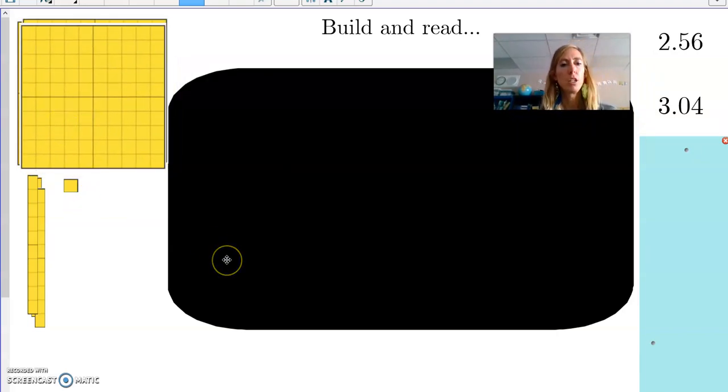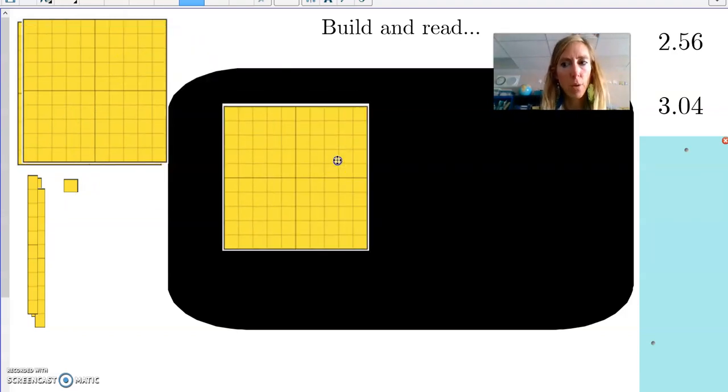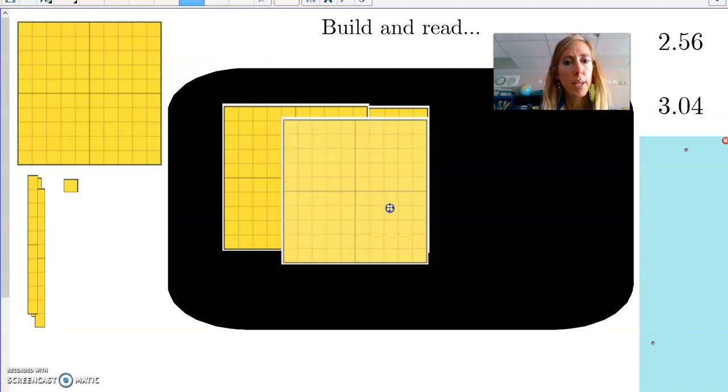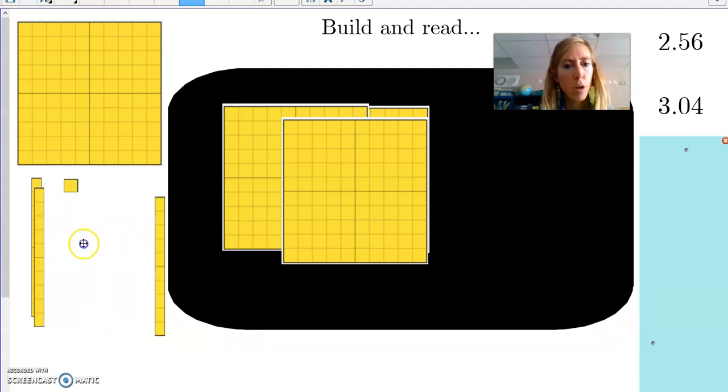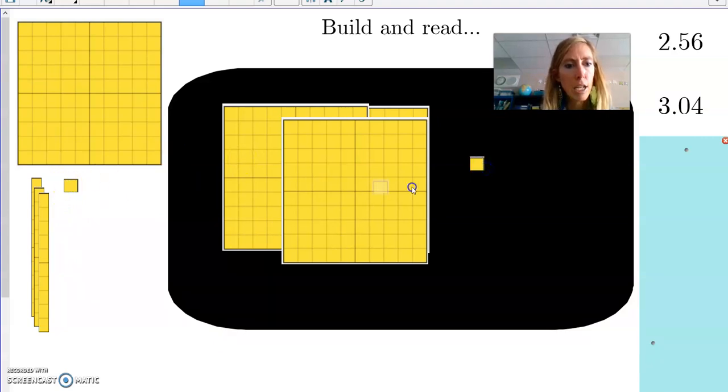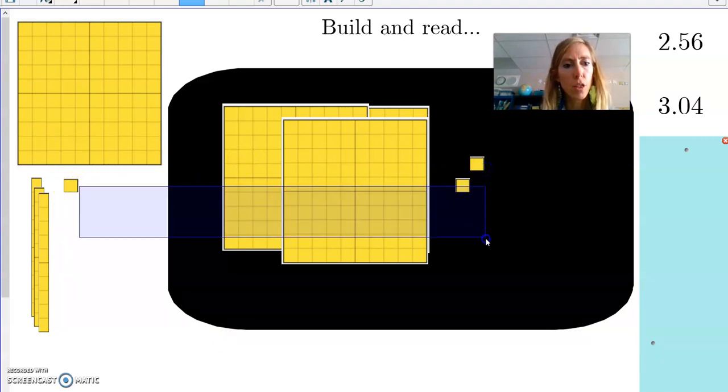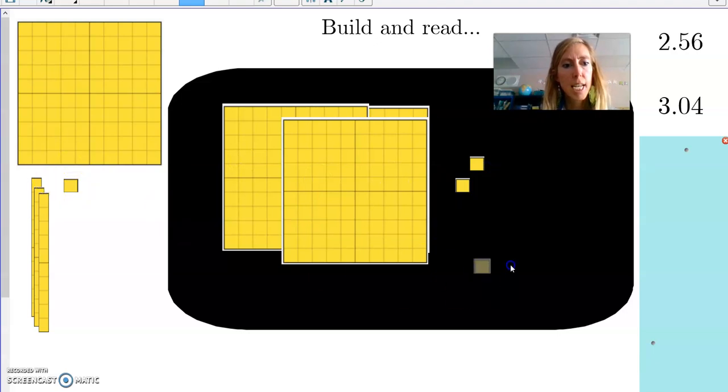3.04. Go ahead and bring it over. See what you think. Use the app, and here I go. 1, 2, 3. And then 1, 2. Oh, wait a second. These are worth 10 hundredths. That over there says 4 hundredths. It's the really small guys. So there's 100th, 200th, 300th, and 400th. Would you know how to write that as a mixed number?